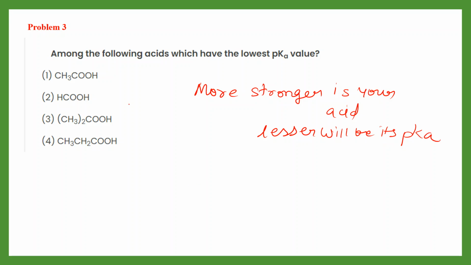Okay, so let me tell you how to see acidic strength in order-wise. First step is make the conjugate base. Second is check.